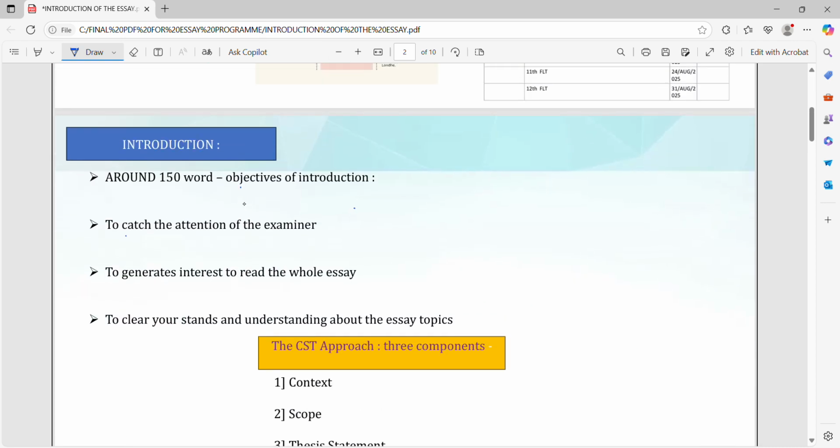Introduction. What is the introduction? An introduction is where we introduce something, like when we introduce ourselves in an interview. We give small details about our background. An essay is the same: it gives the background. That is the introduction.